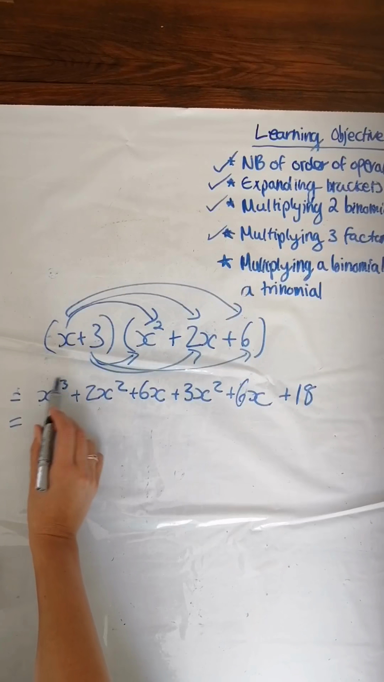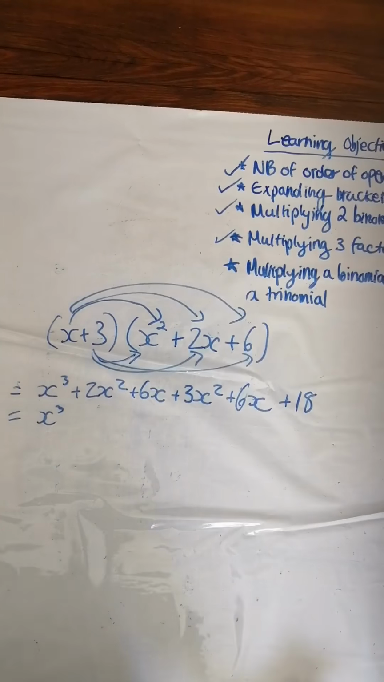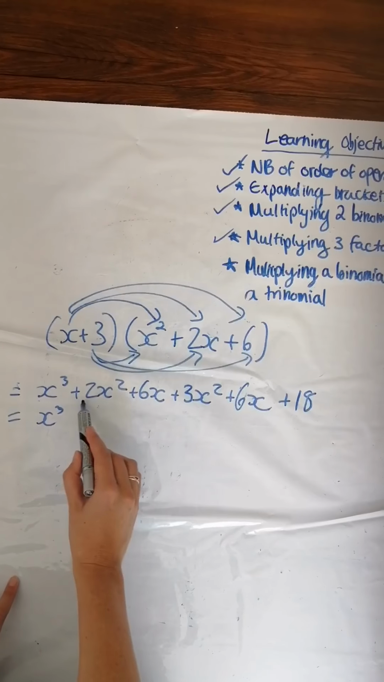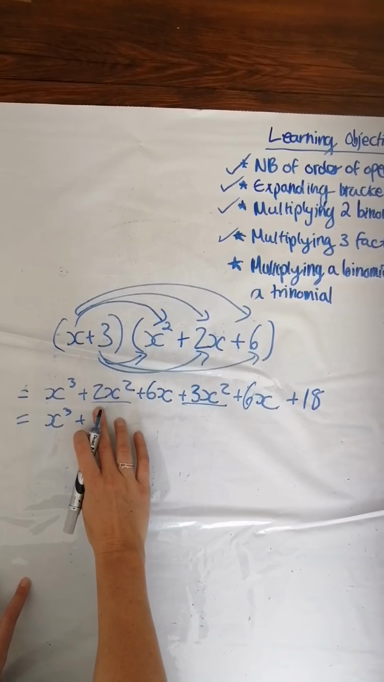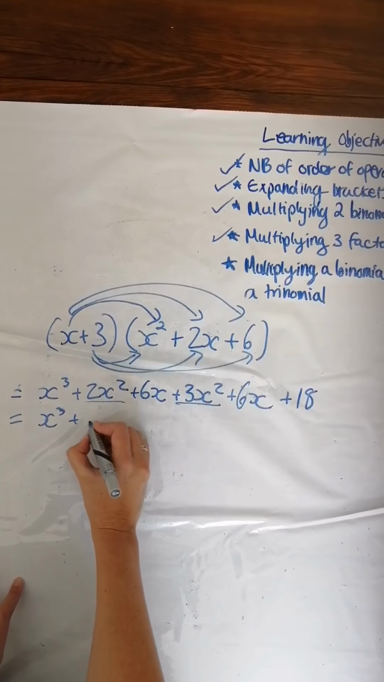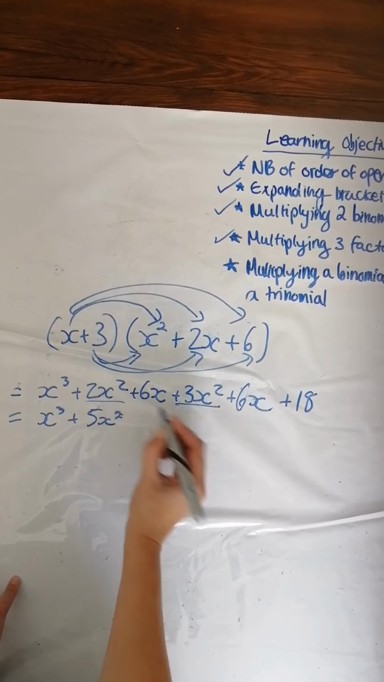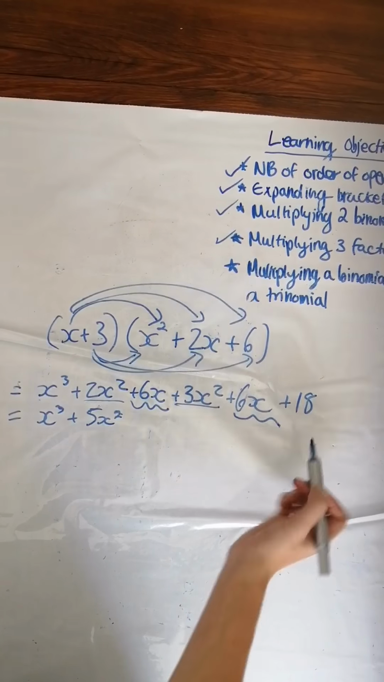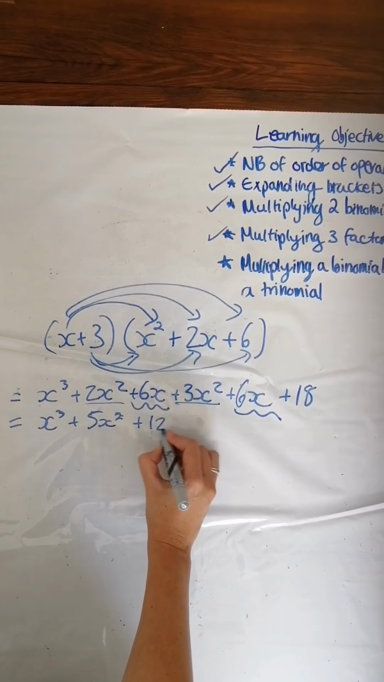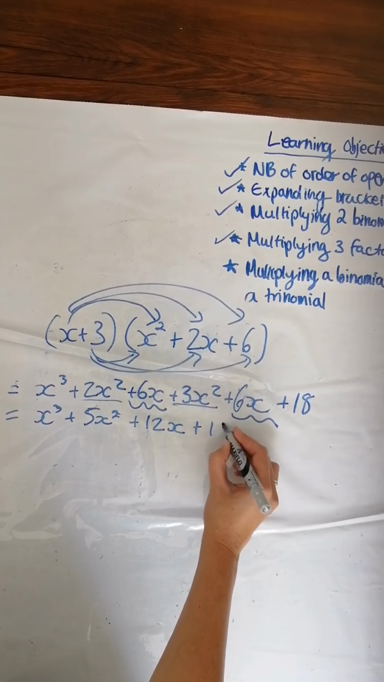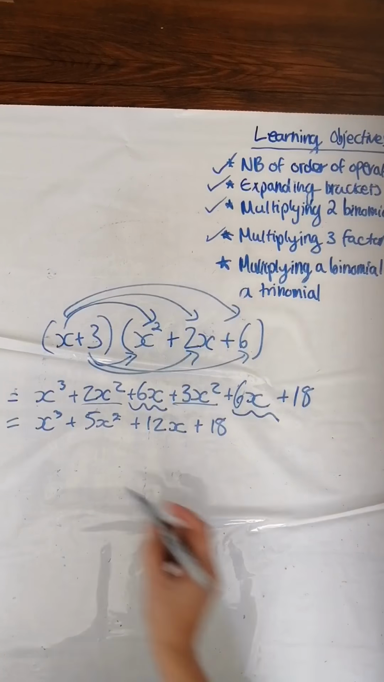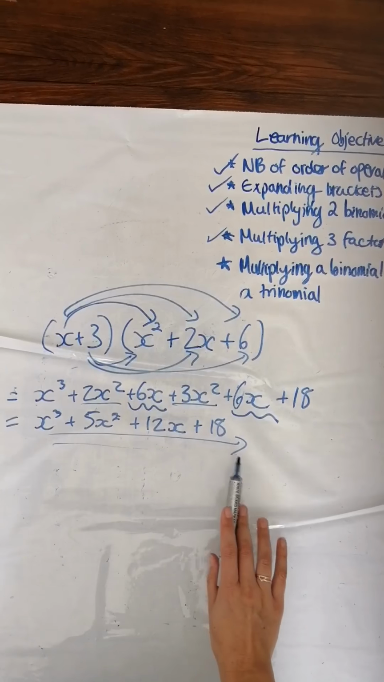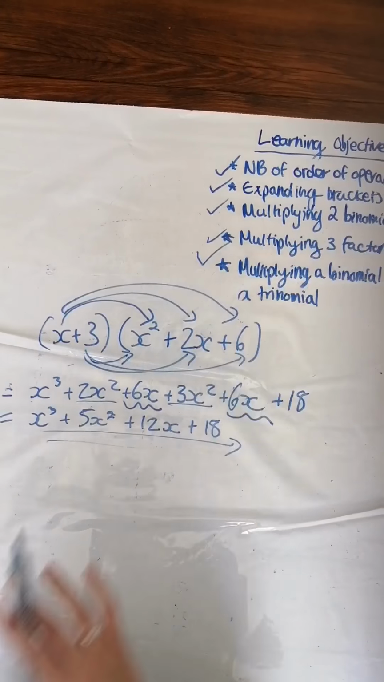Okay, first of all, x cubed? No. So that can just be written down. What about x squared? We have 2x squared here, we have a 3x squared there. So it is going to be 2x squared plus 3x squared is 5x squared. Okay, then we also have 6x and 6x. So 6 plus 6 is 12x. And the 18 over there does not have a variable and it is on its own. So there we have multiplied out a binomial by a trinomial and we've got our final answer. And that brings us to the end of our lesson.